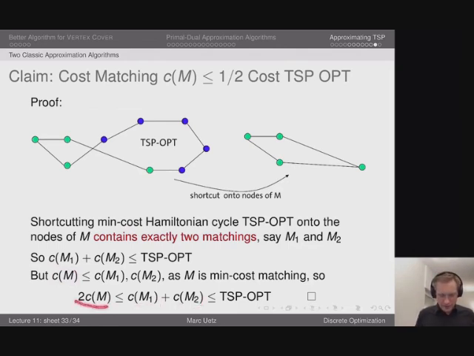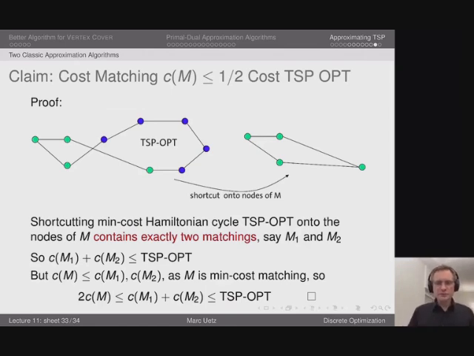Okay, so twice the cost of the matching that we computed is at most as large as the sum of these 2 matchings, and we just argued that the sum of the cost of these 2 matchings is at most the cost of the traveling salesman tour. So if I look at the left-hand side, I have twice the cost of our matching that we compute in step 2 of the algorithm, and that's upper bounded by the cost of an optimal solution to the traveling salesman problem. Hence, the cost of the matching that we compute is at most 1/2 of the cost of the TSP tour. And that's exactly what I claimed.